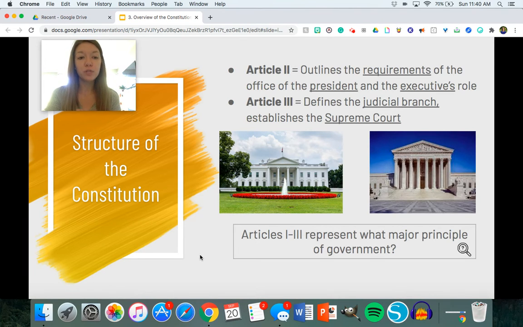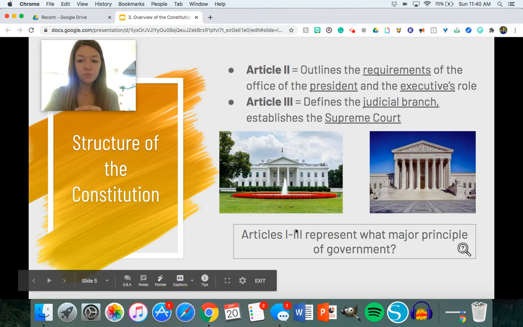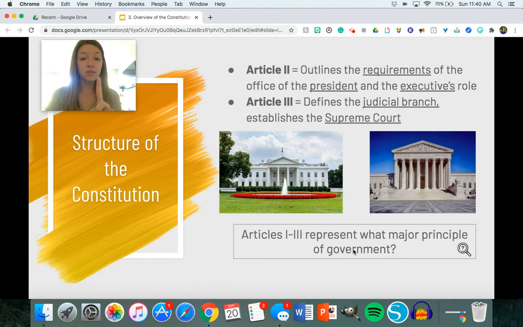So when we're thinking about our principles, it's important for you guys to remember that these 3 articles are dealing with 2 of our principles of government. It's dealing with 1, separation of powers, right? Because it's outlining exactly what the branches do. And 2, it outlines checks and balances, because it also places limits or restrictions on each branch, right? So the executive branch, for instance, has powers over the judicial branch and the legislative branch. So Articles 1 through 3 represent separation of powers and checks and balances.